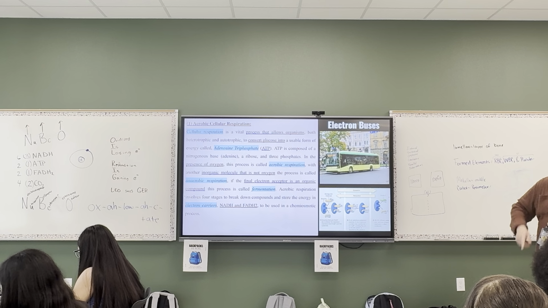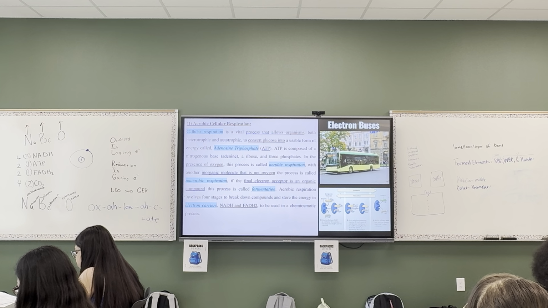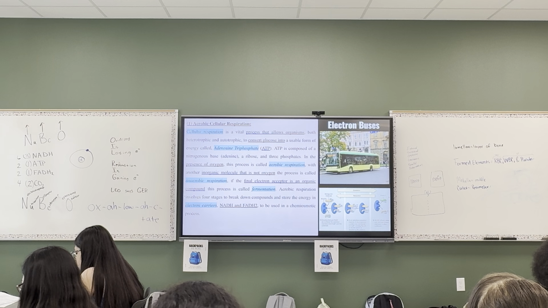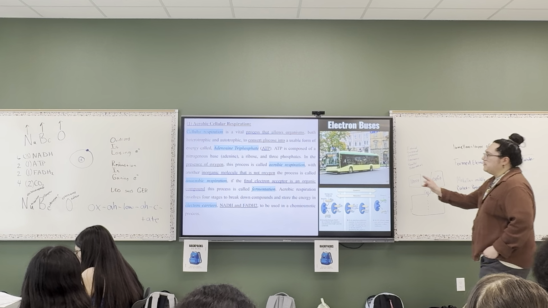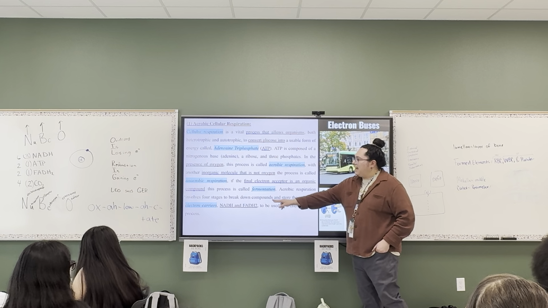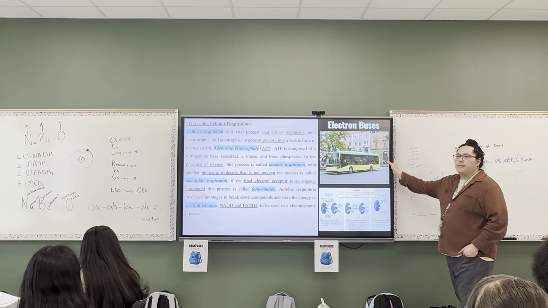Go ahead and continue reading on for me now, please. Aerobic respiration involves 4 stages to break down compounds and store energy in electron carriers, NADH and FADH2, to be used in a chemiosmotic process. So really quickly before we move on, NADH and FADH2 are what we call electron buses.